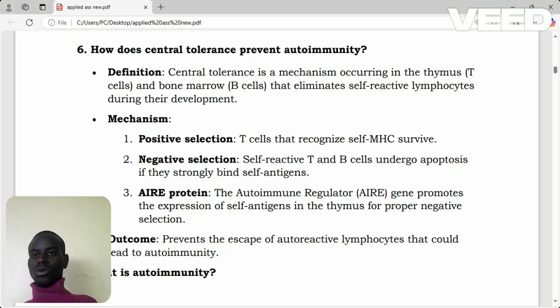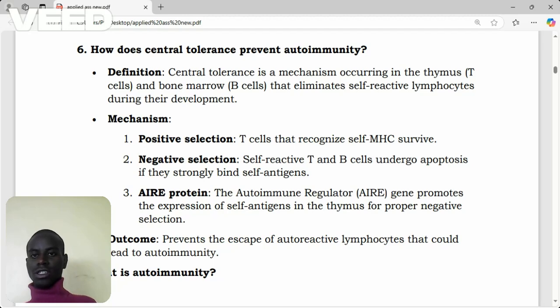We are going to share with you the curiosity questions in applied immunology. The first question asks: how does central tolerance prevent autoimmunity?